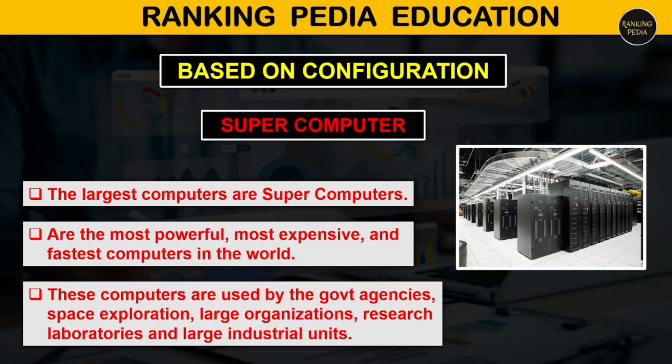Research laboratories and large industrial units use supercomputers. If I talk about government agencies, like the defense sector, they are also using supercomputers. These supercomputers are capable of processing trillions of instructions per second. This is the main feature, as they are larger than any other type of computer. So this was all about types of computer.